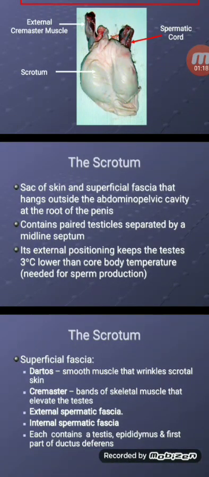Scrotum: it is a sac of skin and superficial fascia that hangs outside the abdominopelvic cavity at the root of the penis. It contains two testes separated by a midline septum. Its external position keeps the testes 3 degrees centigrade lower than the core body temperature. And why? Because sperm production needs a lower temperature.